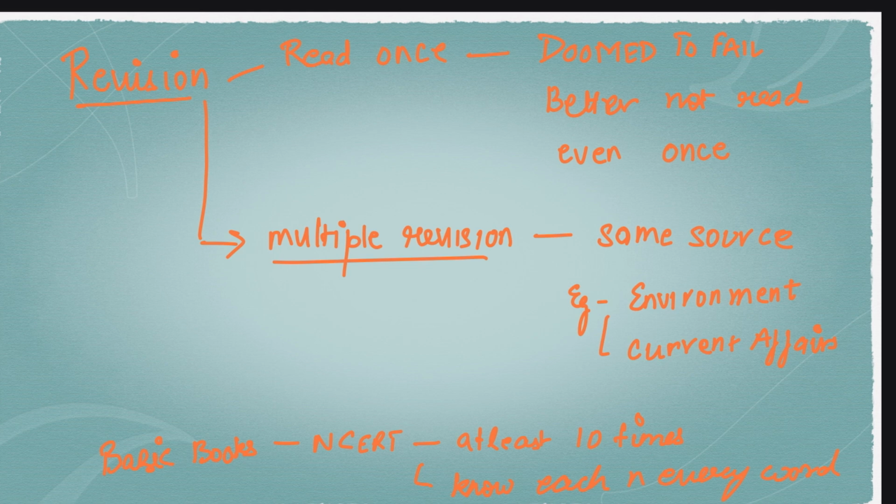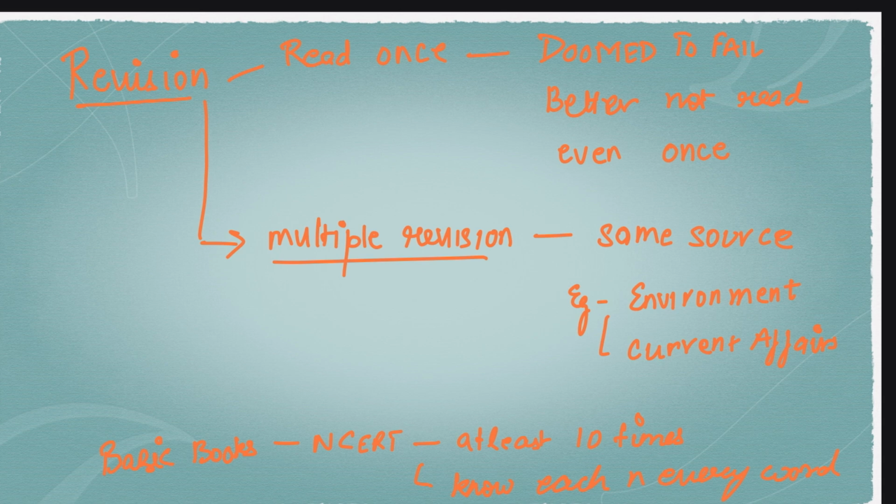So it is better that you don't read even once, but if you read something, you should read it multiple times. Reading multiple times will help in building your memory layer by layer. This will increase your chances of recalling when the information is required. Also, what matters is that you read from the same source multiple times, especially in subjects such as environment and current affairs, where sources are very many. Narrow down your book list and stick to it and revise it multiple times.